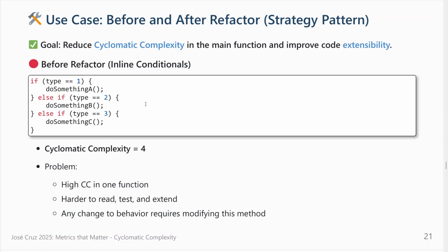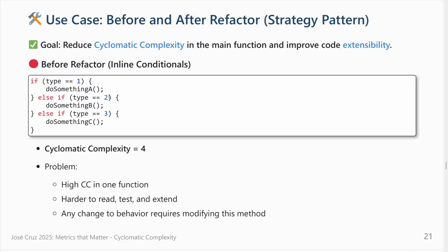But let's see an example. Imagine that you have type 1, do something A, type 2, something B. This is a really common pattern in these cases, and you have a complexity of 4. You have to test when it's 1, when it's 2, when it's 3, and make sure that you are calling these methods. So the problem is high CC in one function. Of course, it's not that high, it's just an example, but it can contribute to that. It's harder to read and test if you have 7 or 8 or 9. It starts to be tricky.